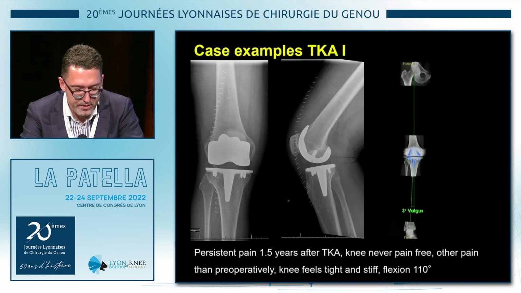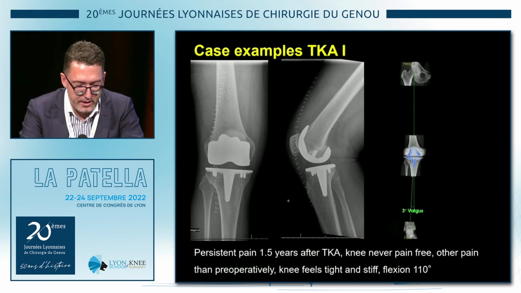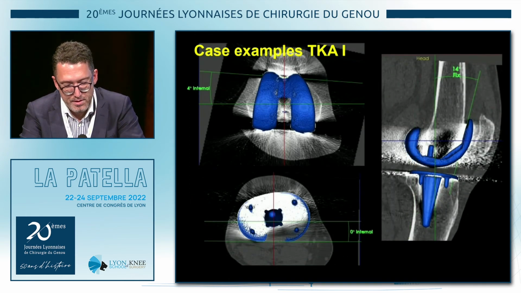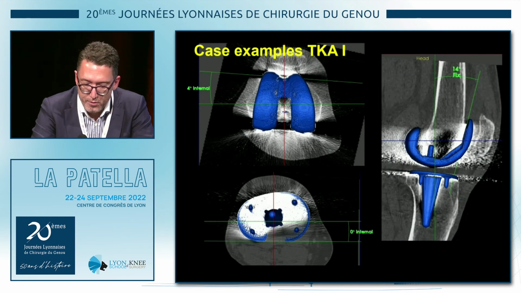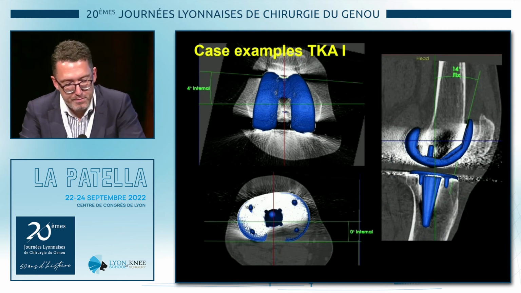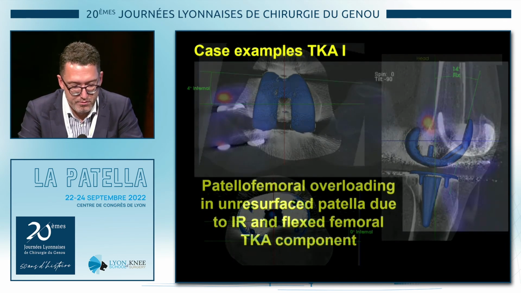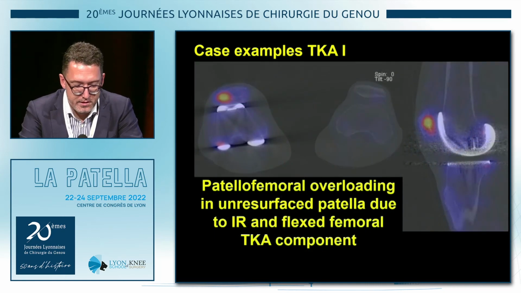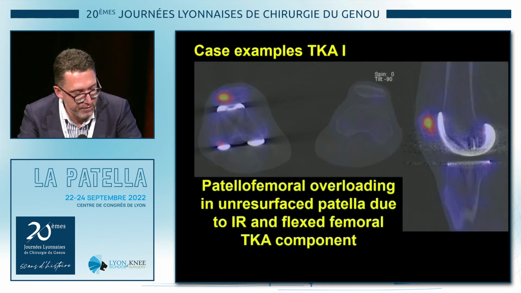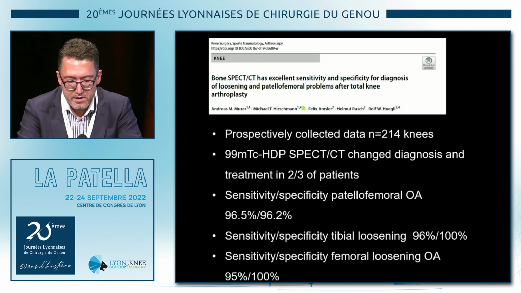This is an example. You see this patient here. The patient has some overloading of the patella, but why is that overloading? It has a 14 degrees flexion of the femoral component, also 4 degrees internal rotation, and the consequence is the overloading of the patellofemoral surface. So the reason of this is not the patella, it's just the symptom.